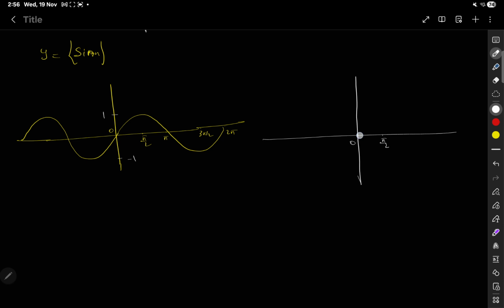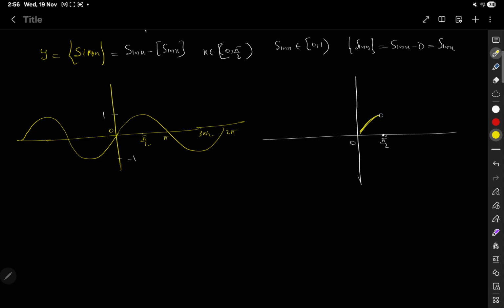What is its fractional part? Itself, no change. For x from 0 to pi by 2, closed-open, sin x belongs to 0 to 1. The fractional part of sin x is sin x minus step of sin x. What is step of sin x? 0. So it is sin x only, no change. Now at pi by 2, what is the sin x value? 1. What is its step? 1. What is its fractional part? 0. So the graph will come down. I will use some other color.